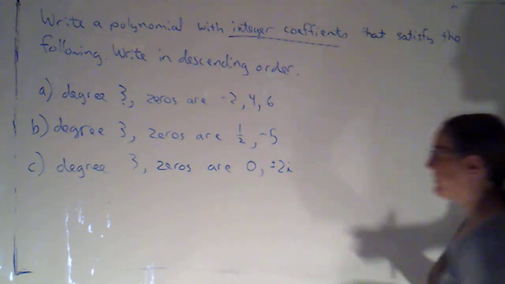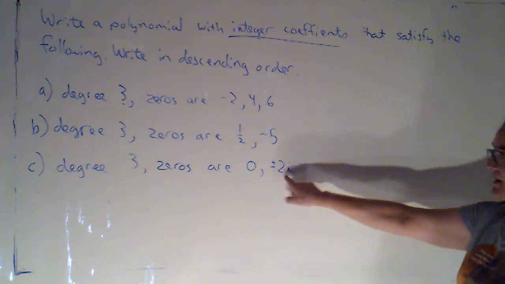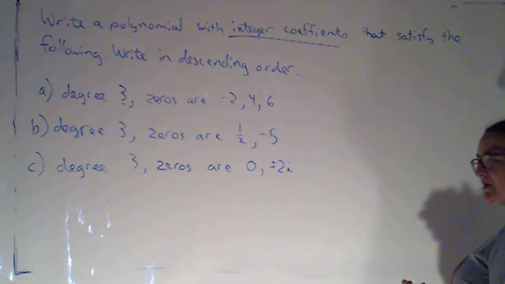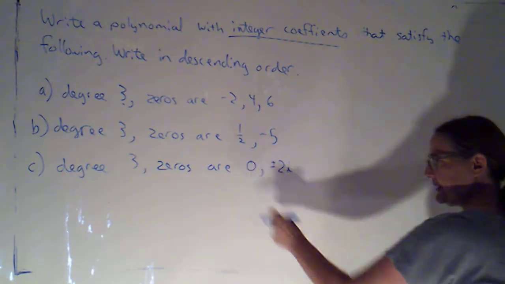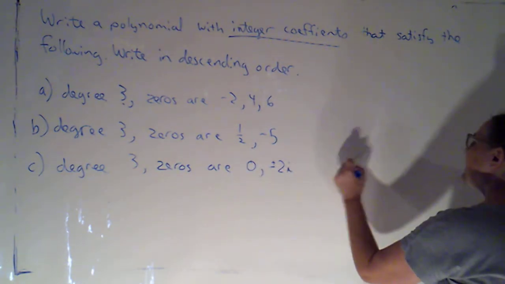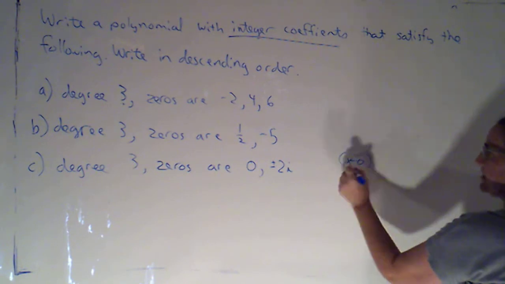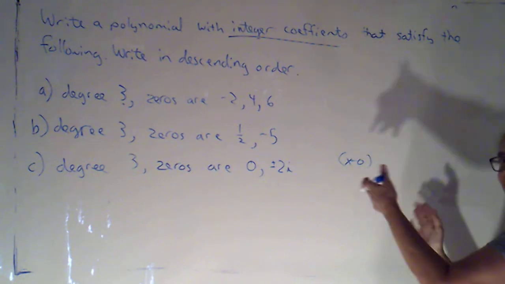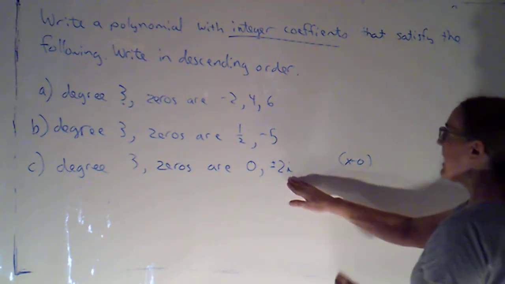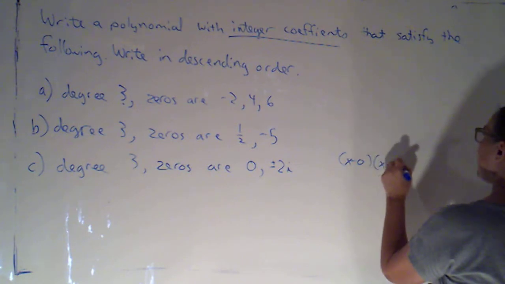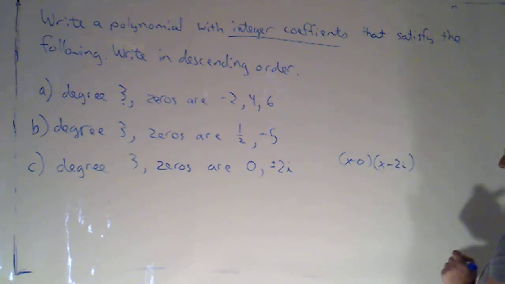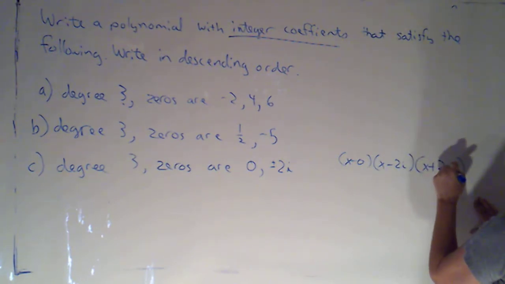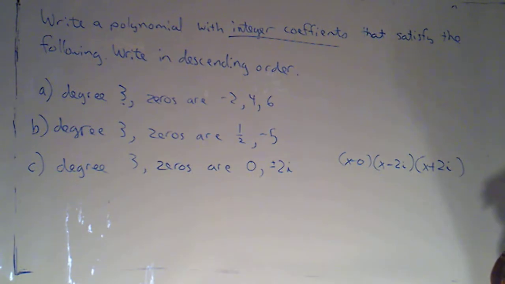So let's try part C. Now this time I've thrown in some complex zeros. So it needs to be degree 3. My zeros are 0 and plus or minus 2i. So if 0 is a 0, x minus 0 is a factor. Now notice that's just x. So x will be a factor whenever 0 is a 0 of the polynomial. And then if 2i is a 0, x minus 2i has to be a factor. And if negative 2i is a 0, x minus negative 2i, or x plus 2i, is a factor.